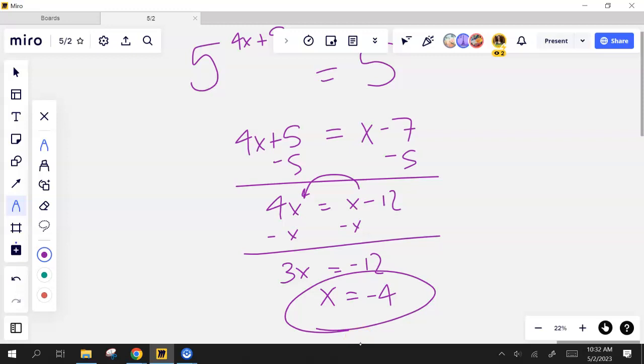Yeah. Would your answer what? Yes, it just stays x equals. Yeah. So at the end of the day, that's what you're trying to find, the variable.